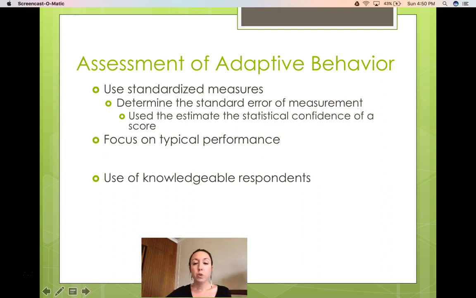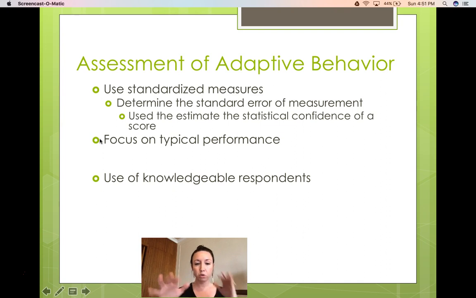When you get a score, you want to also know what the standard error of measure is. And especially with adaptive behaviors, this varies greatly depending on if you're measuring social, conceptual, or practical domains. The standard error of measure also varies greatly on the age of the individual. So make sure that you're using the standard error of measure and then you get a good confidence interval for that.